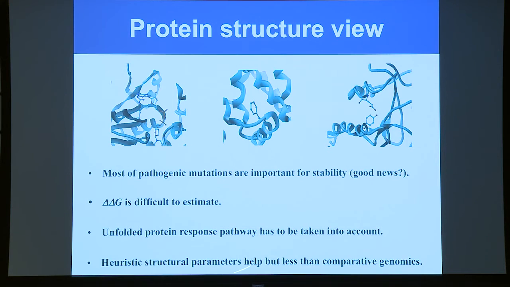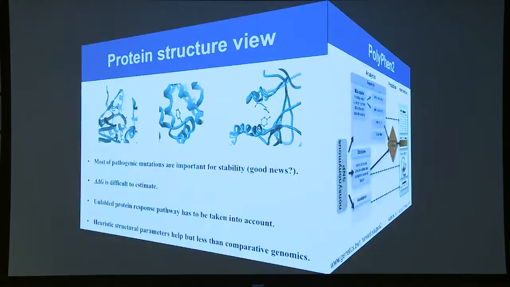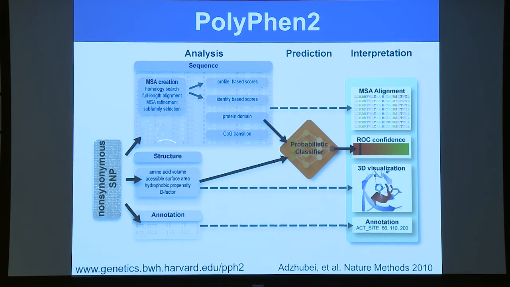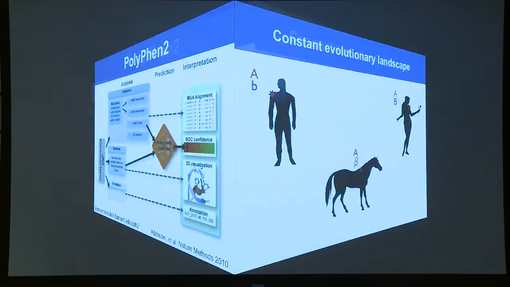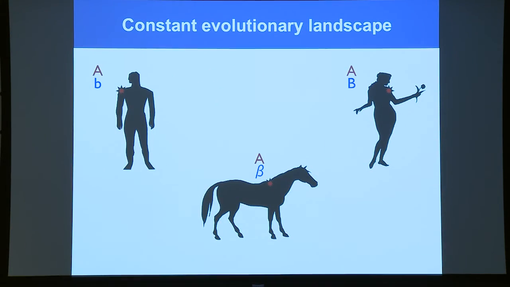So we use a number of heuristic structural parameters that actually help. And we combine all of the sequence parameters and structure parameters, throw this into a probabilistic classifier, and generate a prediction. So this is our method, PolyPhen-2. There are a bunch of others that do relatively similar steps. So what is the problem with using comparative genomics and this type of reasoning that a variant has to affect structure and also fit the observed pattern of changes during evolution?